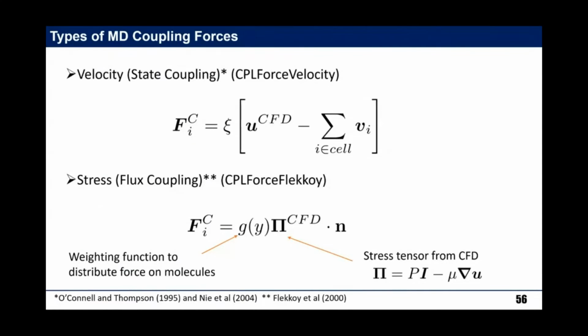The other type of coupling is stress coupling. This essentially takes the CFD state of stress, which is calculated from your CFD stress tensor. That would be a function of, say, viscosity and pressure, or in more complicated cases, maybe some viscoelastic relationship, and applies that directly as a force. So it's dot normal and then multiplied by some weighting function. Both of those forms of coupling are available.